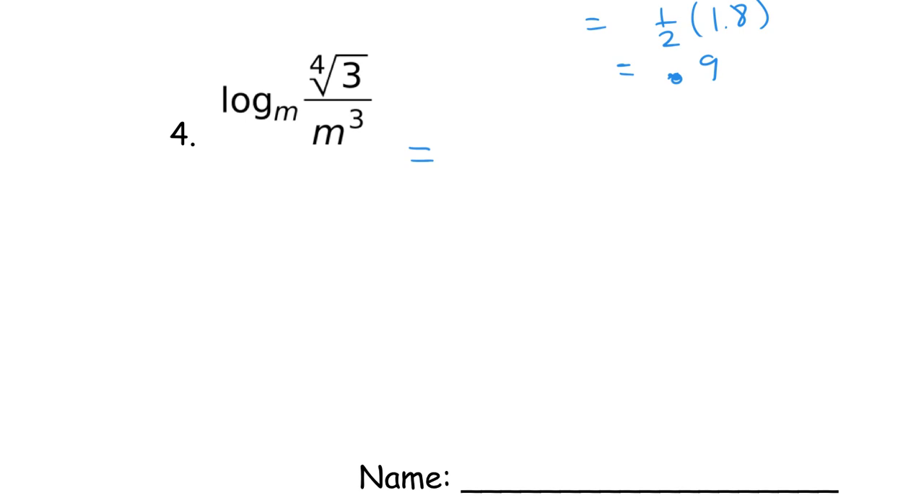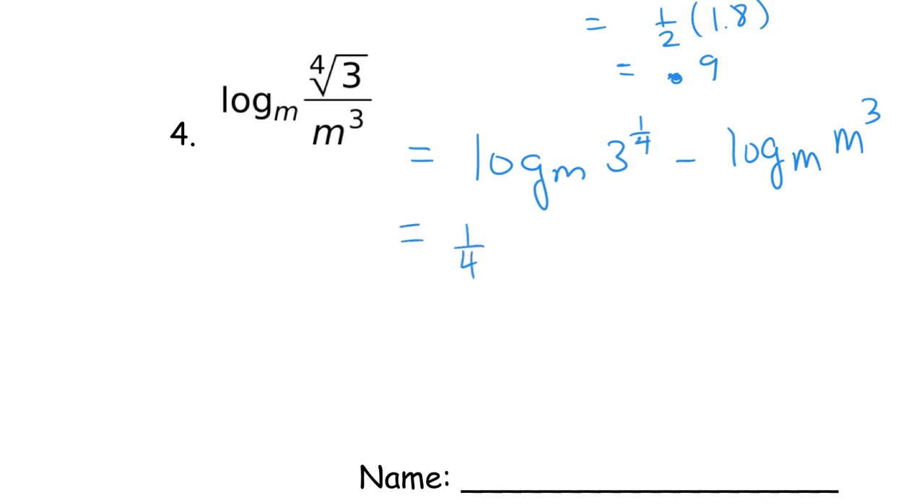Okay, this one's got some stuff going on. So first we got log base m of 3 to the 1/4 minus log base m of m cubed. Now I can take that 1/4 out in front, right? So I got 1/4 log base m of 3. And this is going to be just minus 3. Do you agree?